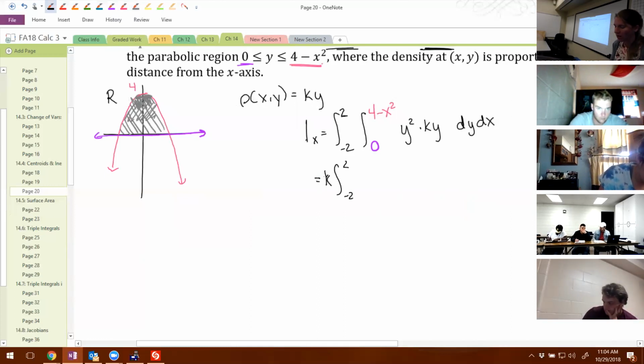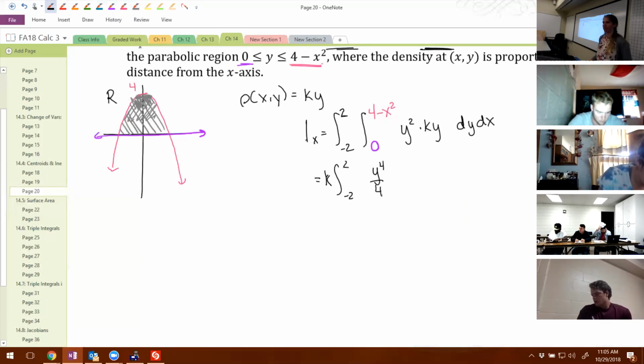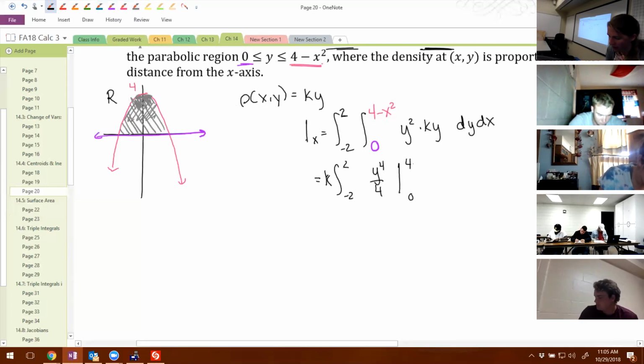And so if we have y cubed, what's the antiderivative of y cubed with respect to y? Why do we have y squared? Because that's just what the moment of inertia said, and I didn't go through and reason through the formula. On the previous page, it says inertia about x-axis. That's right. Evaluated from 0 to 4 minus x squared.